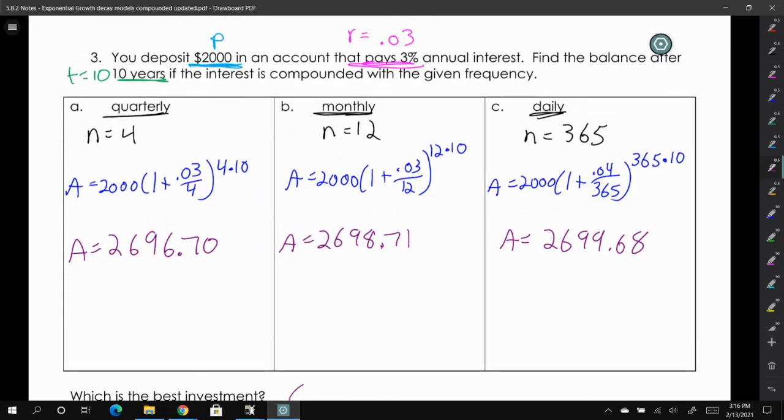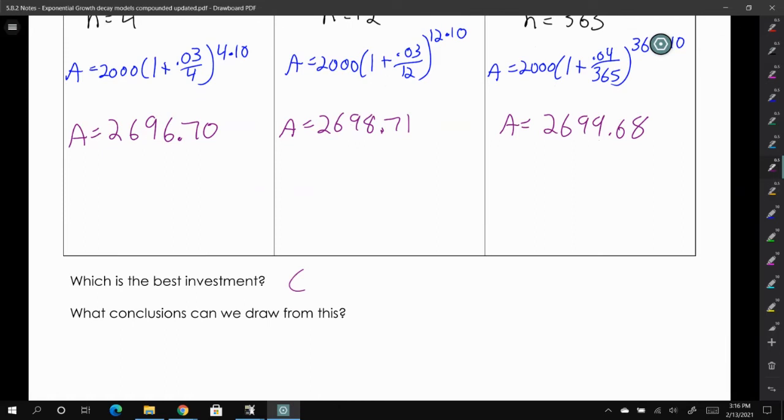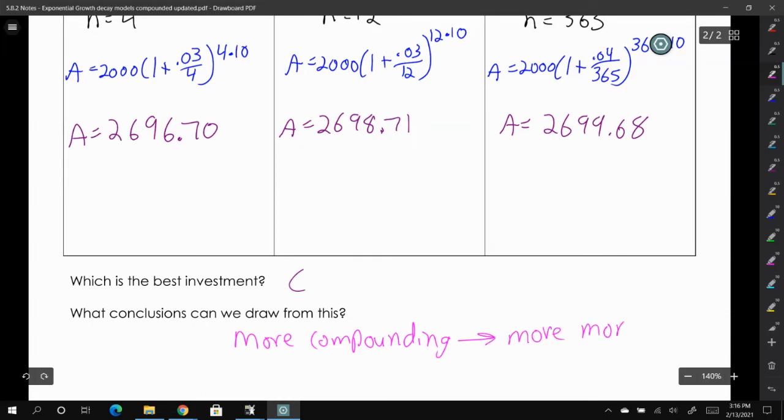So you have the tools to do the math and say, well, yeah, maybe I'm getting my interest compounded less frequently, but I have a better interest rate, and that might be better off in the long term. But if all things are the same, if the interest rate is the same and the time is the same, the more often that your money is compounded, the more money you will have, the more money you'll make. So more compounding will give you more money.